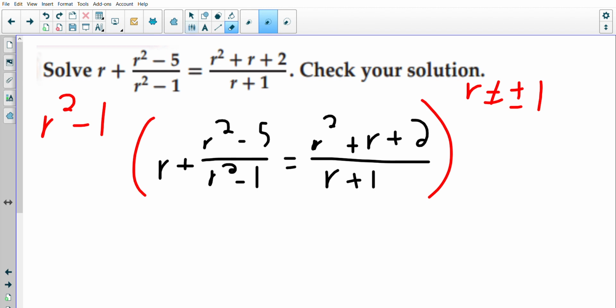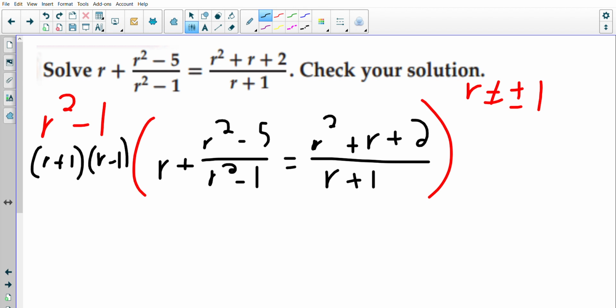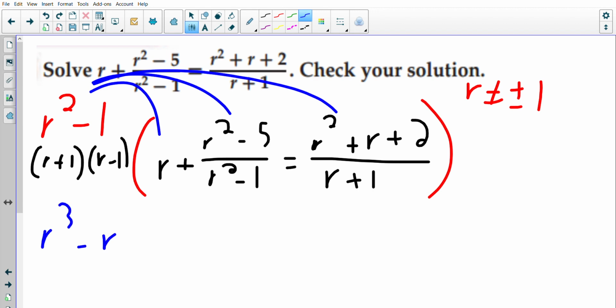Okay, this is because r squared minus 1 is actually just r plus 1 times r minus 1. Okay, so now we're going to distribute that onto all three terms. So on the first one, nothing cancels out, so I'm actually left with r cubed minus r. The second one, the r squareds cancel out, so we're left with plus r squared minus 5. The r squared minus 1s cancel out. And then the last one, only the r plus 1s will cancel out. So I'm left with, after I do all the foiling, which I did on a separate sheet of paper, r cubed plus r minus 2.